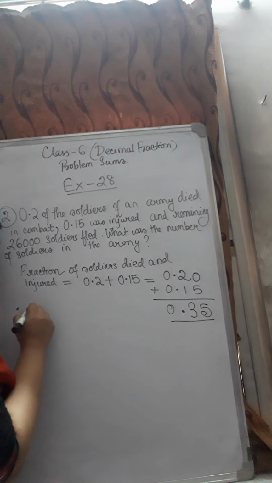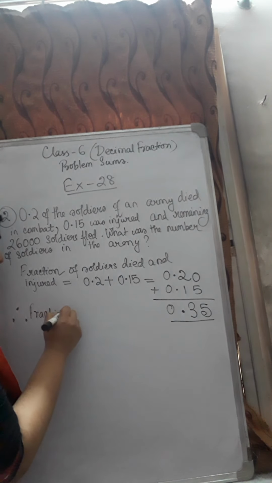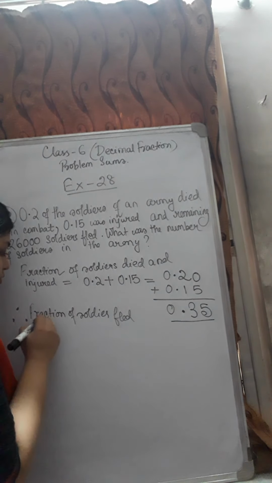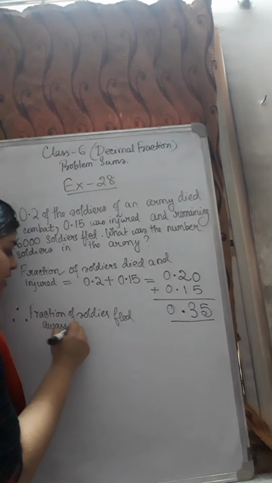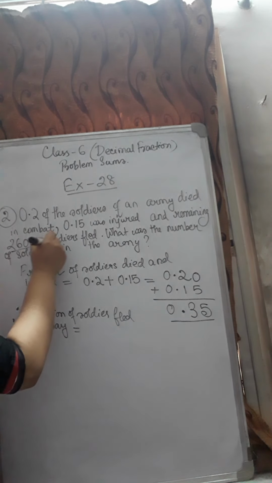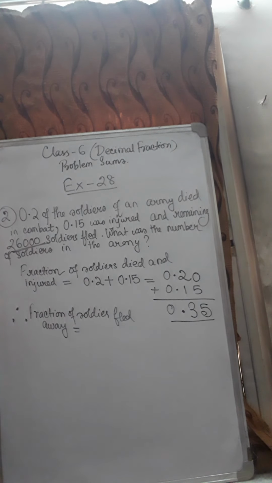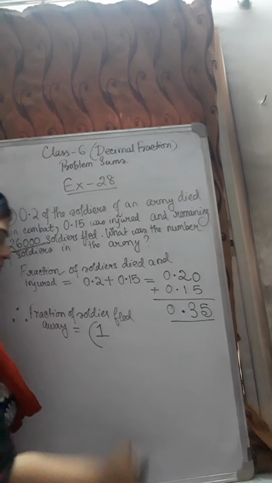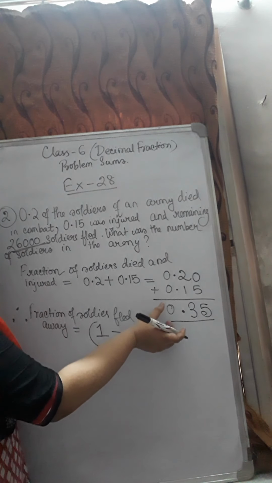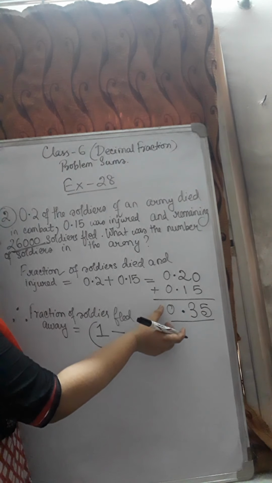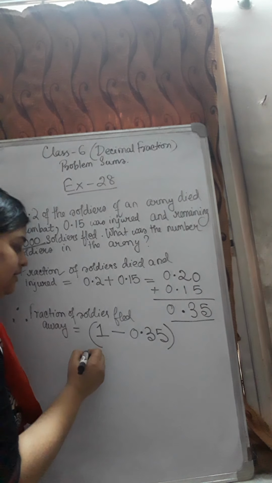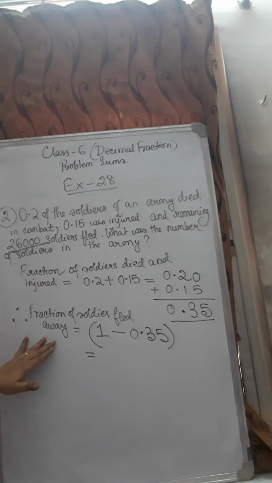Therefore, what is the fraction of soldiers who fled away, who escaped? Now why do we have to find it? Because here the actual number of soldiers who have run away is given, but the fraction in decimal is not given. So if the decimal fraction total is 1, and from there I subtract the portion of soldiers who died and injured, we can find the portion of soldiers who have fled away.